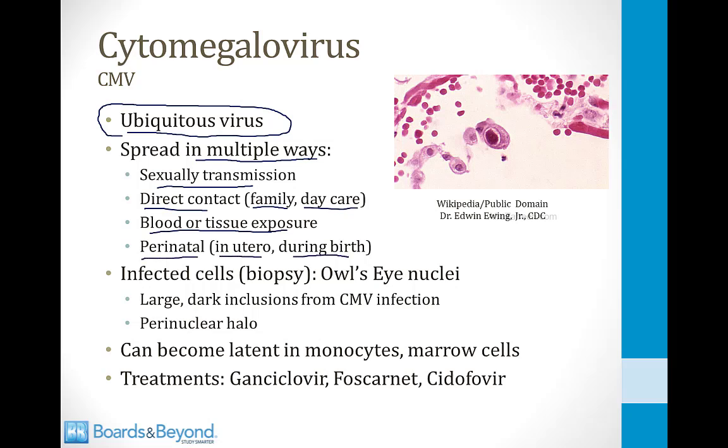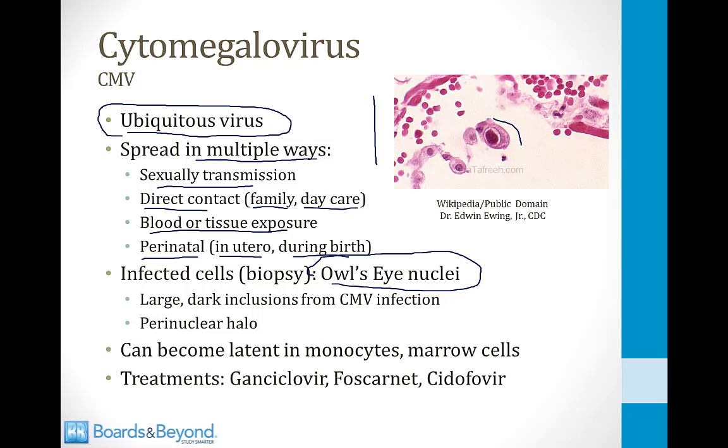There's a classic finding on biopsy of infected cells, and this is called the owl's eye nuclei. This is a picture of it up here. You can see that this cell right here has a dark nuclei that's enlarged. It's about half the size of the cell, and it's got white clearing around it. That's called a perinuclear halo, and this owl's eye nuclei is classic for cytomegalovirus infection.